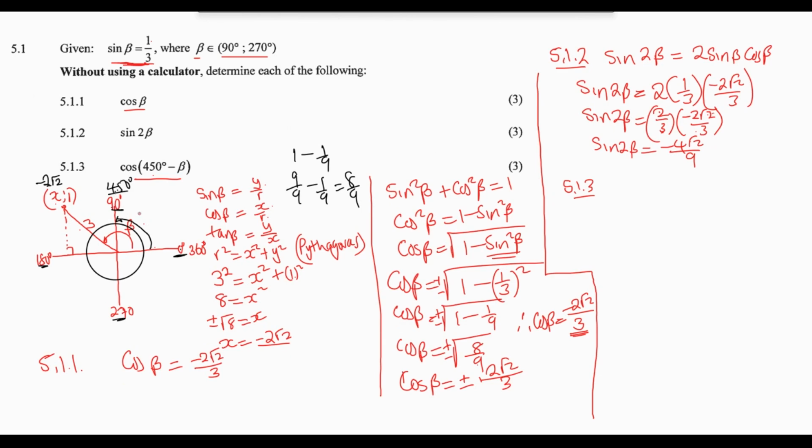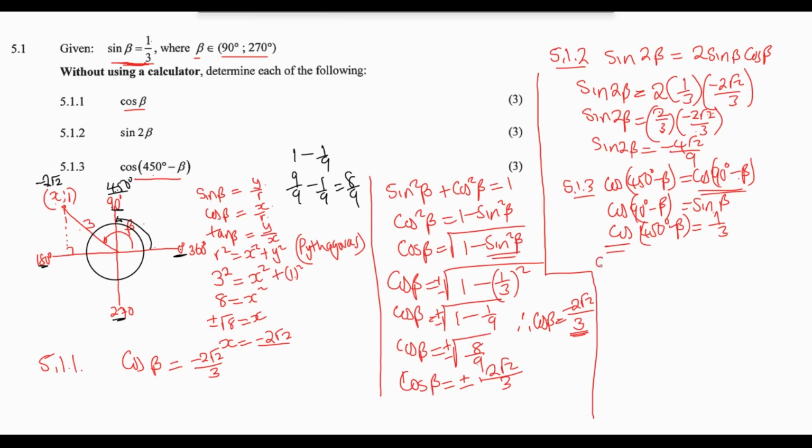So I'll show you two methods for this. Cos 450 degrees minus beta can actually be written as cos 90 degrees minus beta. Then we know that from the cofunctions, cos 90 minus beta is just the same as what? It's just the same as sine beta. Therefore, cos 450 degrees minus beta is equal to sine beta, which is what? 1 over 3.